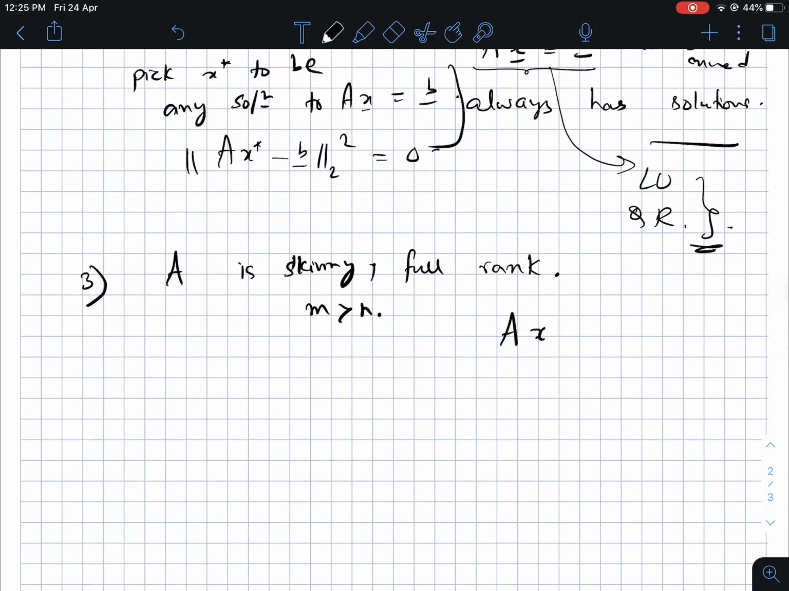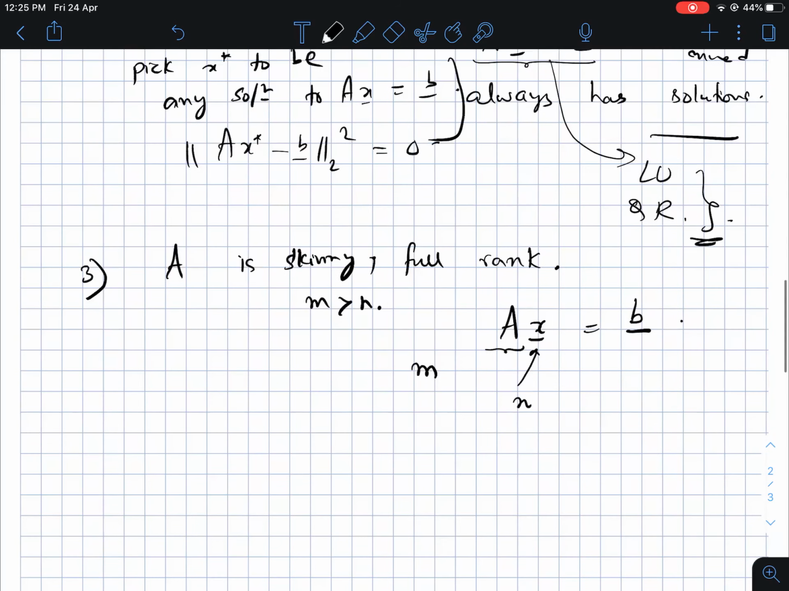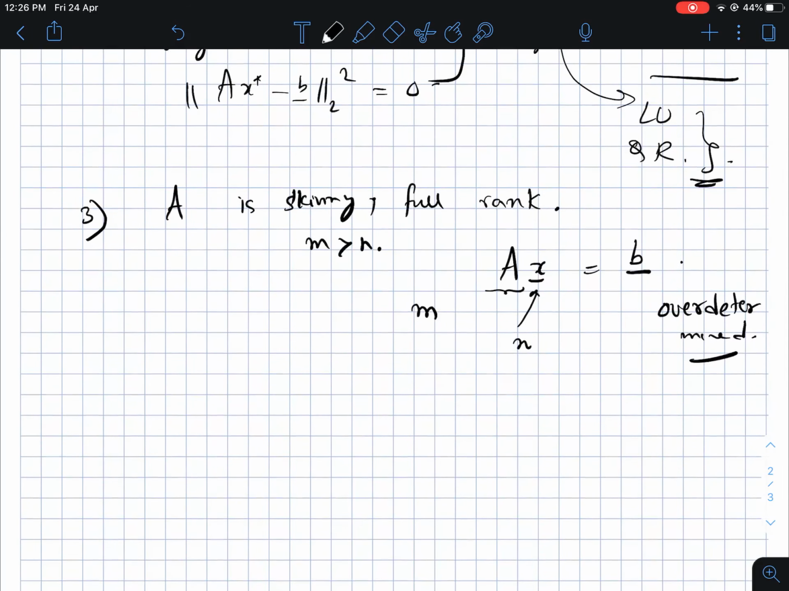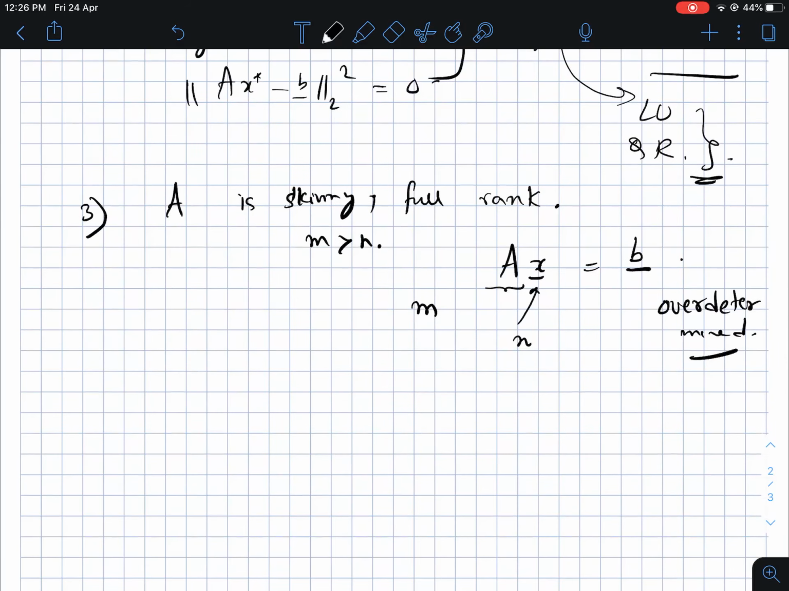Now if you look at the system Ax equal to b, that may not have a solution, right? If you treat x as your unknowns, there are n unknowns, but there are m equations. And m is bigger than n, so you have way more equations than unknowns. It's an overdetermined system. It may not have a solution, correct? Because when you have more equations than unknowns, those equations could be inconsistent. So I may not simply be able to pick any solution of Ax equal to b, because Ax equal to b does not have a solution in this case.